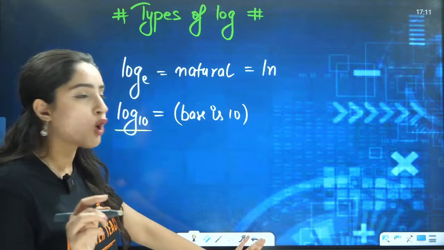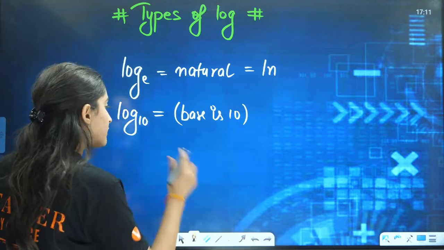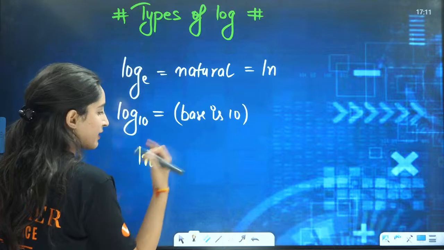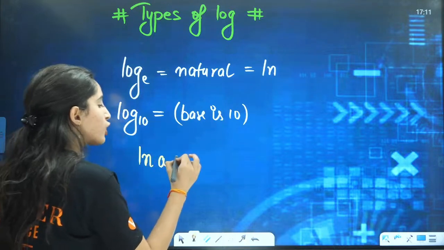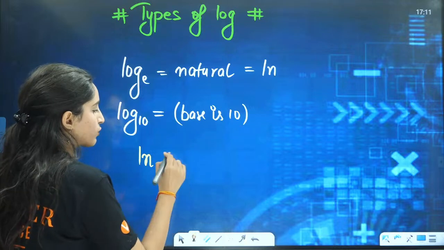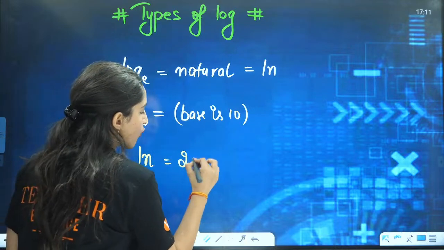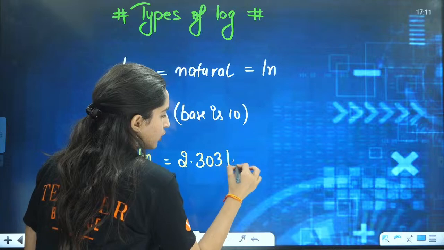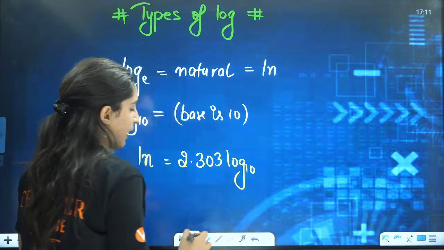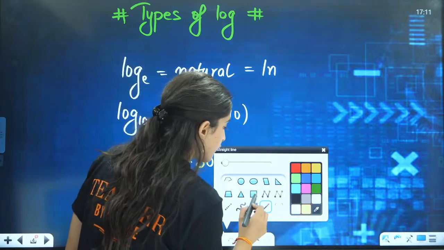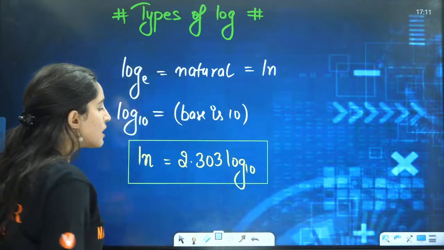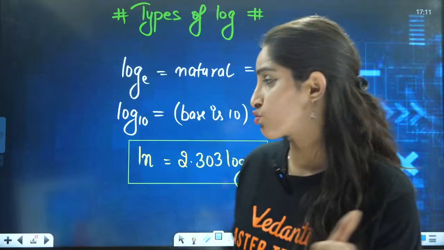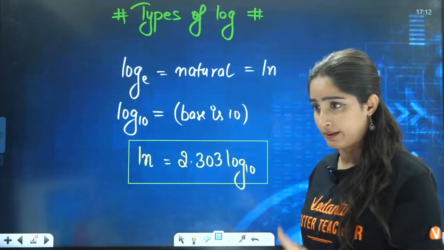Now, if natural log is given to you, the relation between natural log of, let us say, a, natural log of a or anything is equal to 2.303 log base 10 of that thing. Very, very, very important relation. This is a very important relation, that natural log is equal to 2.303 log base 10.